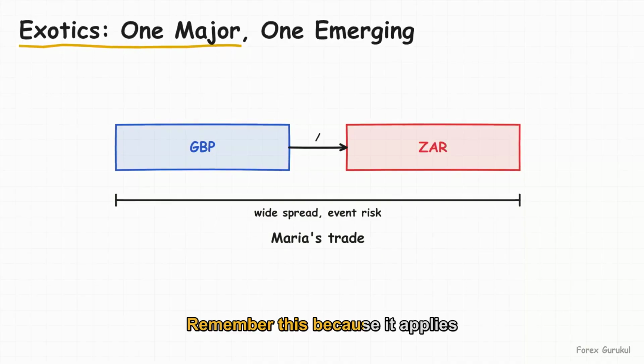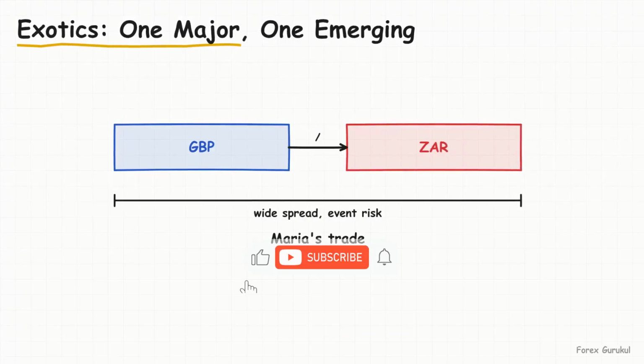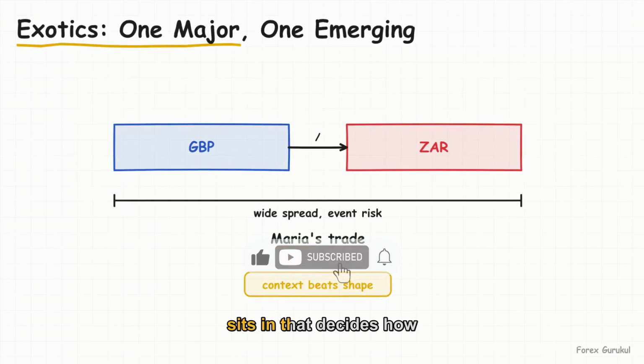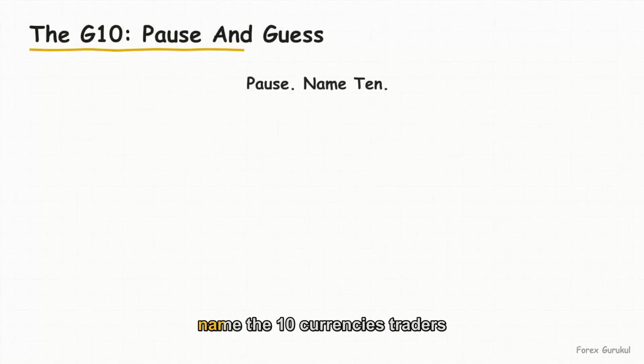Remember this because it applies everywhere in trading. Context beats shape. It is not what the pair's letters look like on screen. It is which category it sits in that decides how dangerous the trade really is. Before I show you, pause the video and try to name the 10 currencies traders call the G10, the most heavily traded, most liquid currencies in the entire world.